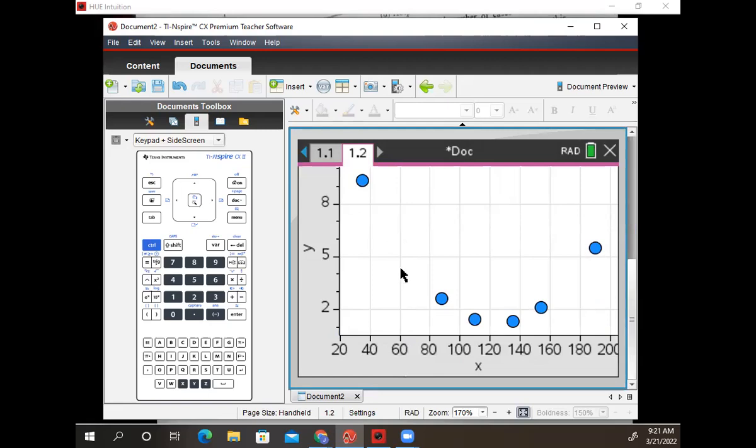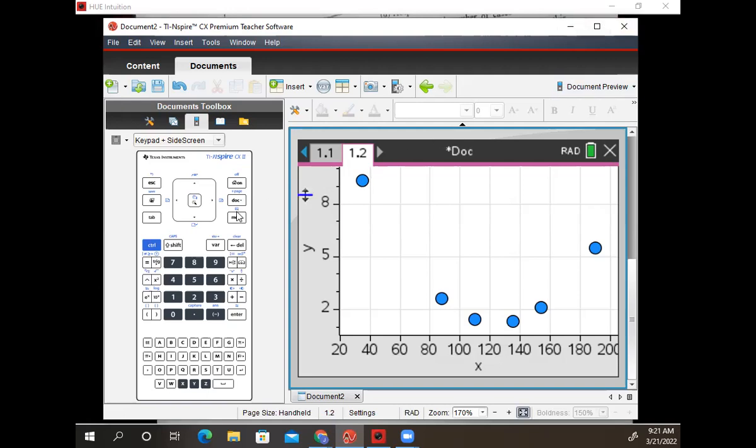Okay, so looking at the scatter plot, why might we think quadratic? Yeah, it's got this sort of parabolic shape to it, right? It goes down and comes back up. Why might I think parabola? Because it looks like a parabola, right?